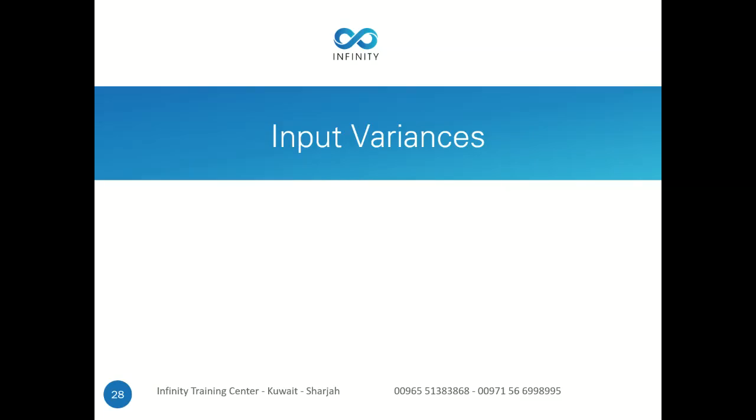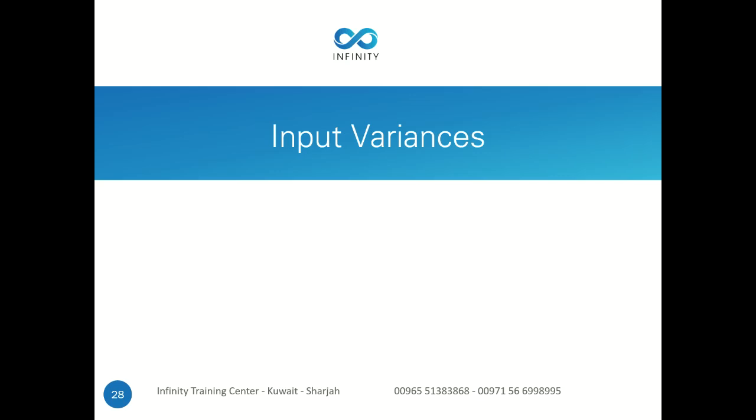Hi all. So today we are going to discuss manufacturing input variances. Manufacturing input variances means how much we are supposed to spend to make 1 unit of a product and how much we actually spend. This difference is what we are going to discuss in input variances. We have inputs in the form of materials, labor, and also overheads. These are the inputs we need to make 1 unit of a product.